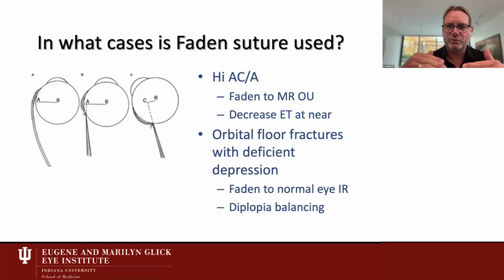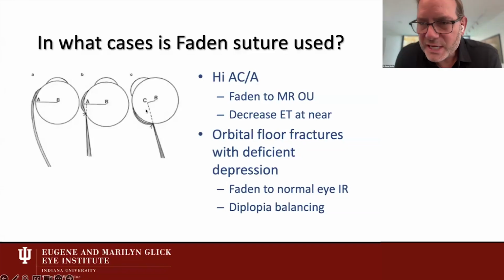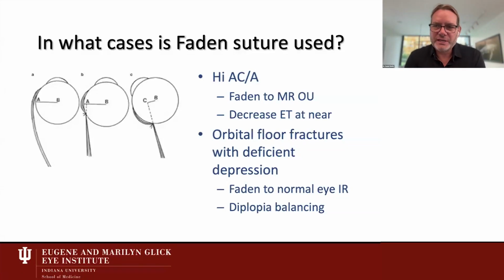You've got to see where, in practice, you're trying to do it more or less as far back as you can get it. And then what happens is, with distance fixation, it doesn't really change the function of the muscle. But now when someone tries to converge and look at something up near, the new effective insertion of the muscle is where that Faden suture is. So it allows you to get weakening of function only in the field of action of that muscle.